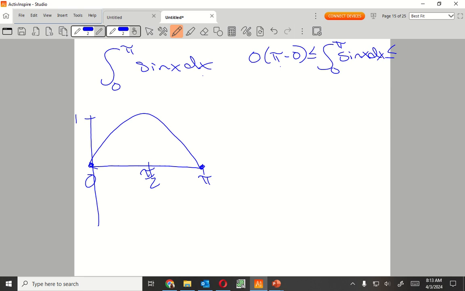So it's going to be 1 times my pi minus 0. So what this is saying is, all this is going to be 0. It should be less than or equal to my integral from 0 to pi of sine x dx, which should be less than or equal to pi. So it should be somewhere in between there. Does that make sense? So we have that in between those two.